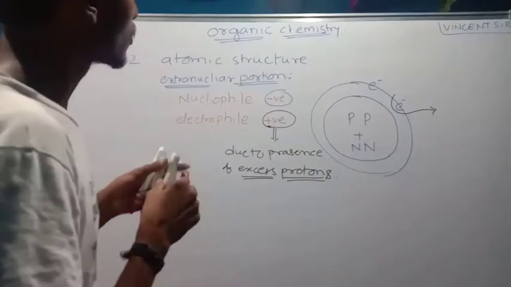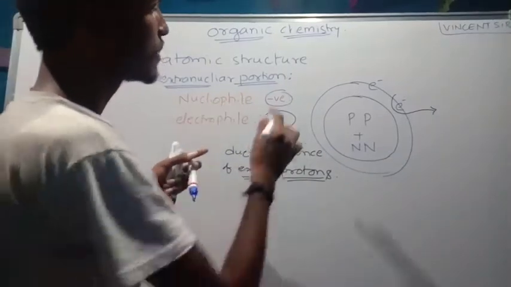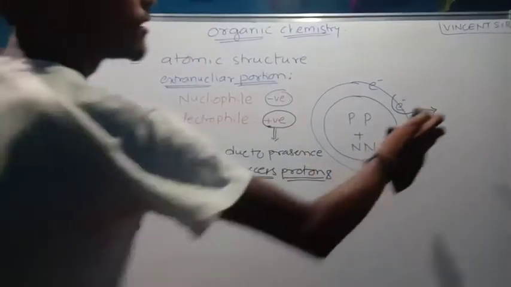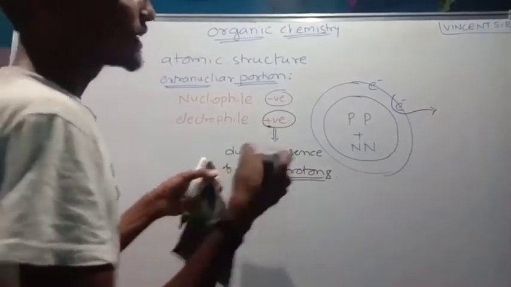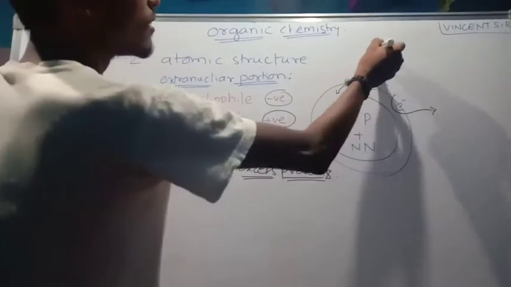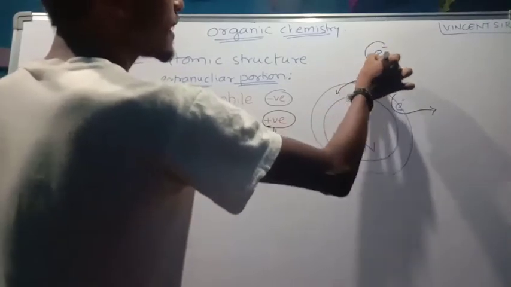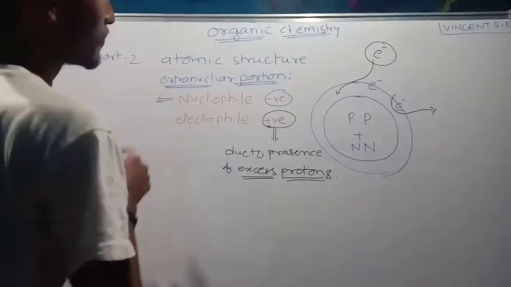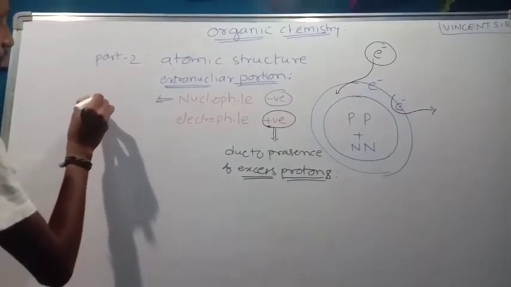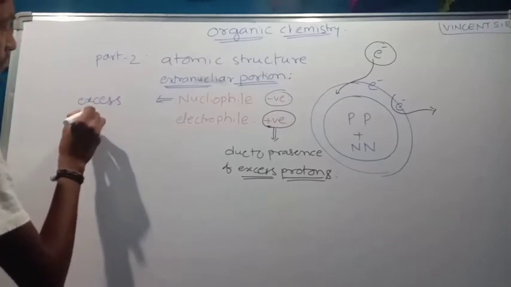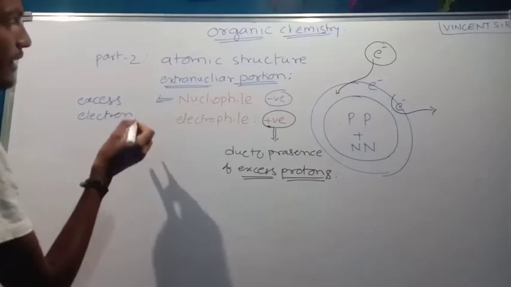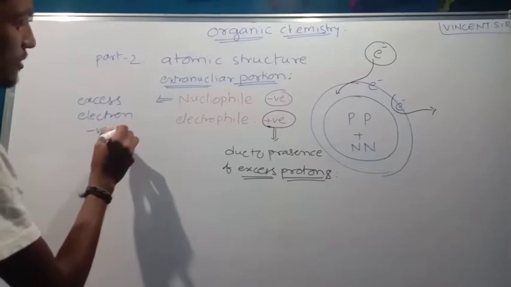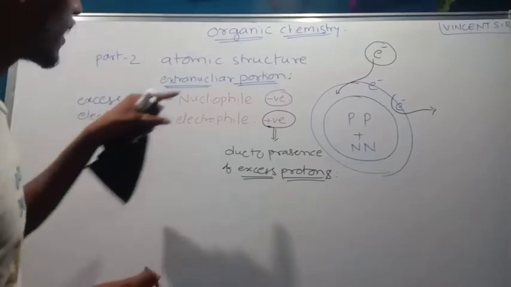The negative sign means nucleophile. When an atom becomes negatively charged, it means it is gaining electrons. That excess electron can be represented as a negative sign because the charge of the electron is negative.